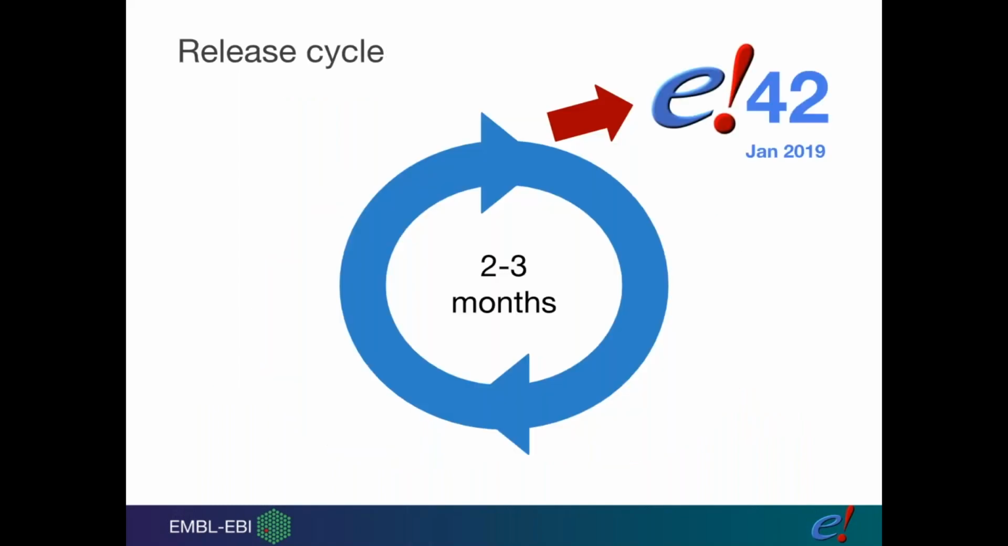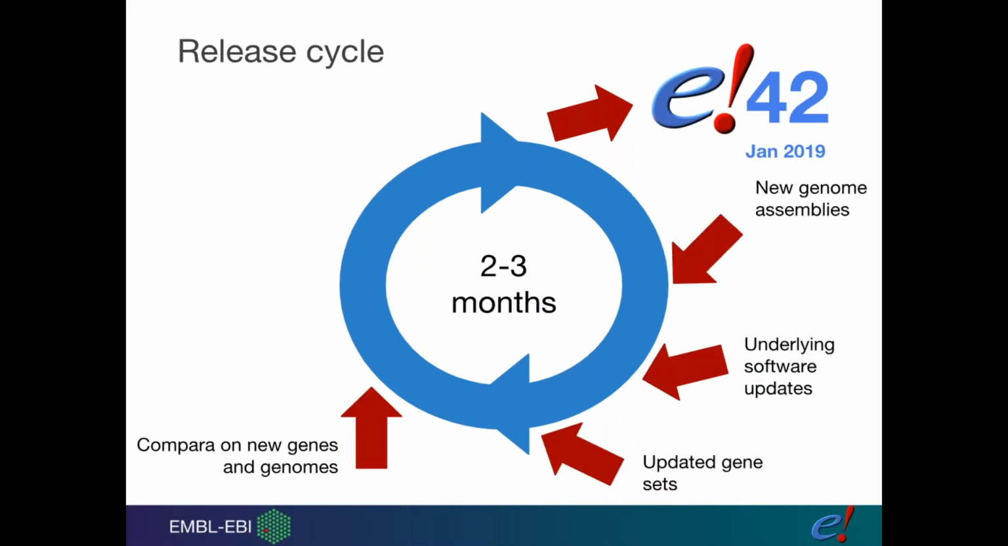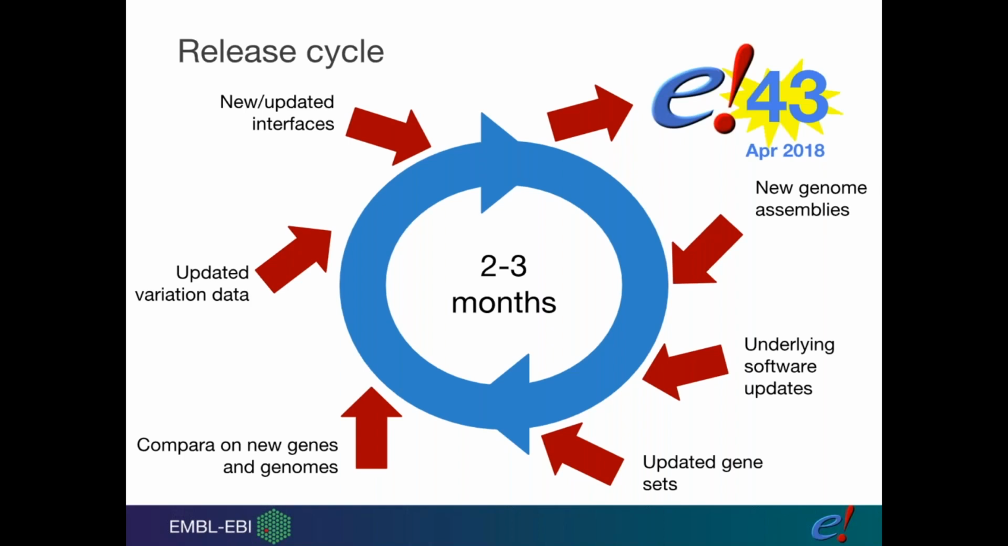We release our data on a release cycle, so every 2 to 3 months we will put out a new release. So we're currently on release 42, which came out just last month. In the course of the months following, we will bring in things like new genome assemblies, updates to underlying software, updates to gene set. If we've got new genes and genomes, we have to compare them again. Updates to variation data and any new or updated interfaces, and we plan to bring the next one, Ensembl 43, out in April. That should say 2019, but it says 2018. Made an error there.